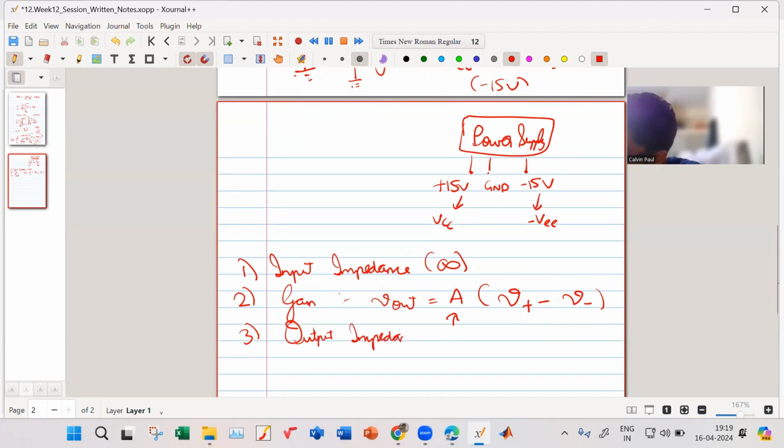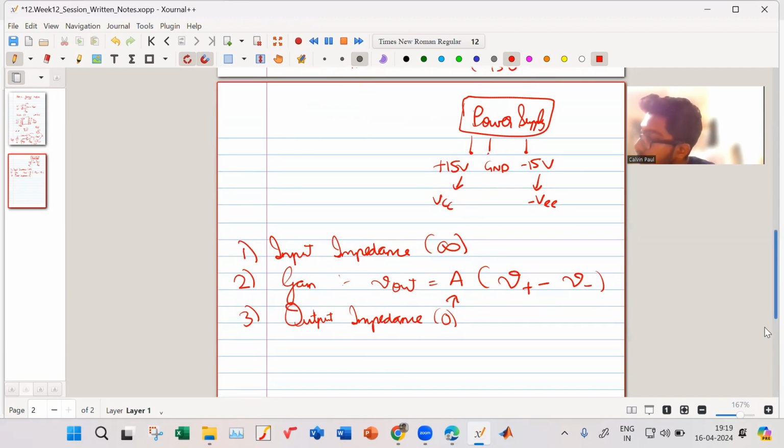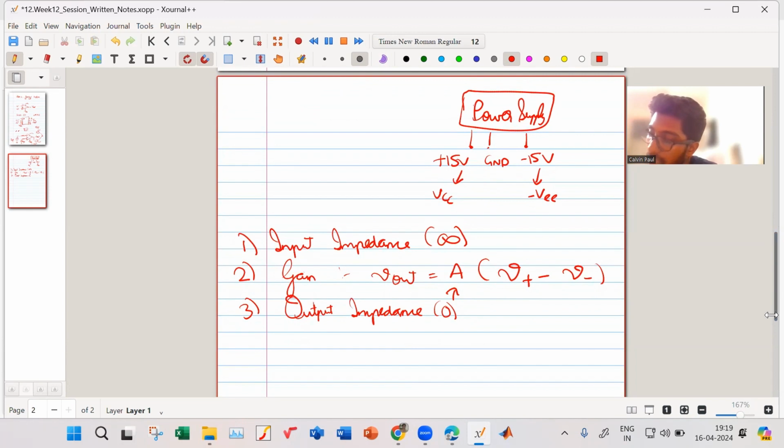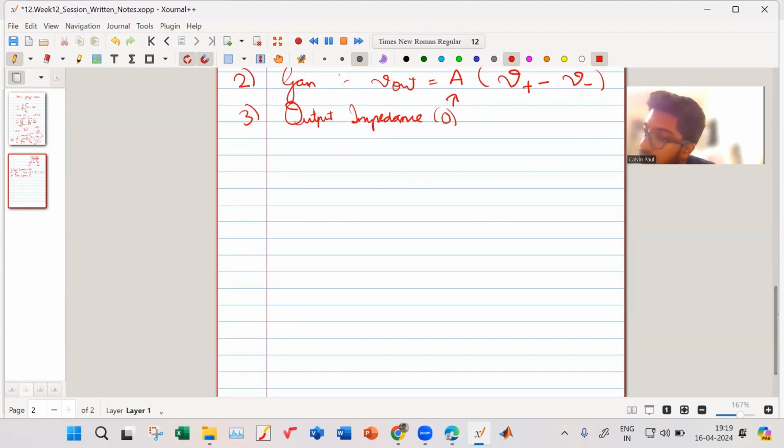Output impedance is zero. Okay. And why is that? What could be the possible reason? Okay. So these are the desirable characteristics of the op-amp, and to a great degree, it satisfies them. Right. Now, one more thing is, what is the characteristic of the op-amp?